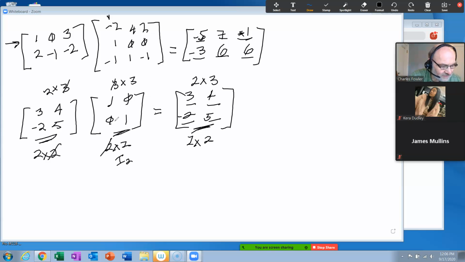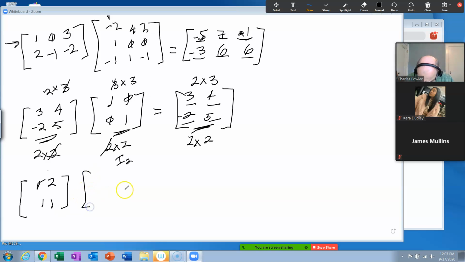Now, let's see if we can squeeze number C in underneath here. C is a 1, 2, 1, 1 times negative 1, 2, 1, negative 1, and we ask ourselves, can you even multiply that?